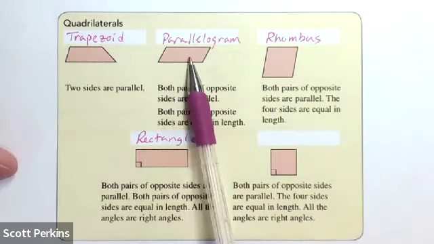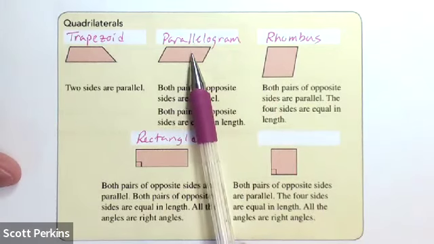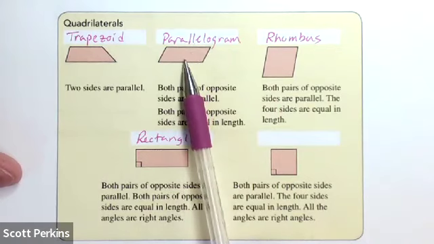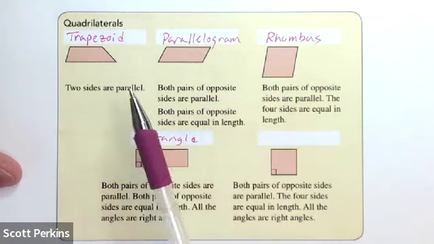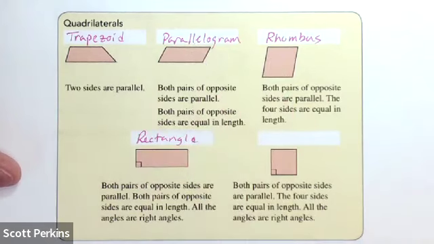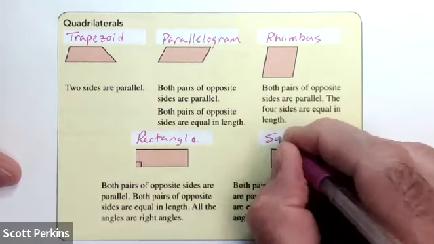So again, if I take a parallelogram and I make all the angles equal, you get a rectangle. If I take a parallelogram and I make all the sides equal, you get a rhombus. And then if I do both of those things, if I take a parallelogram and make all the angles and all the sides equal, well, then you get our good buddy, the square.